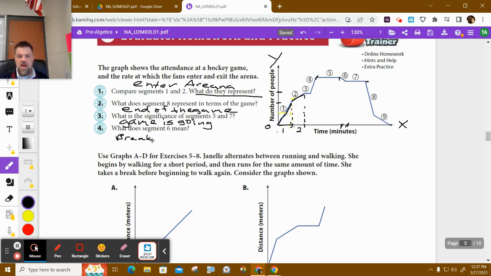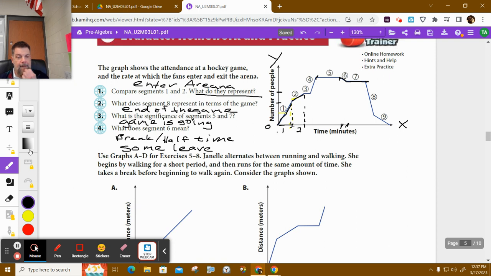Yeah. So I would say break or like halftime, and then a few people decide to leave. Maybe the score. So during that break, a few people leave. In other words, when we look at this, this is the number of people in the arena. Something happens, and a bunch of people have time to leave, and then nobody leaves or enters, and then all of a sudden everybody leaves.